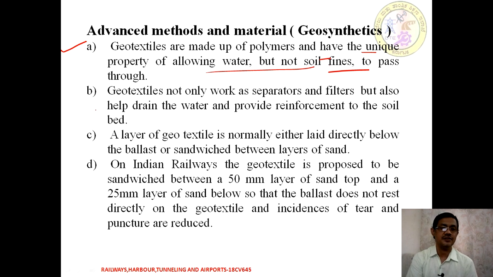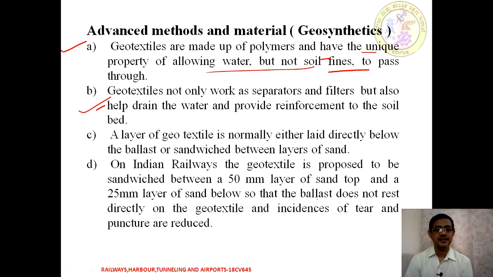Next, whenever we use a geotextile, it not only works as a separator or a filter, but also helps in drainage of water, and it also provides reinforcement. It increases the bearing capacity of the soil. A layer of geotextile is normally laid below the ballast, or it is sandwiched between layers of sand. Sand is used to provide good friction.